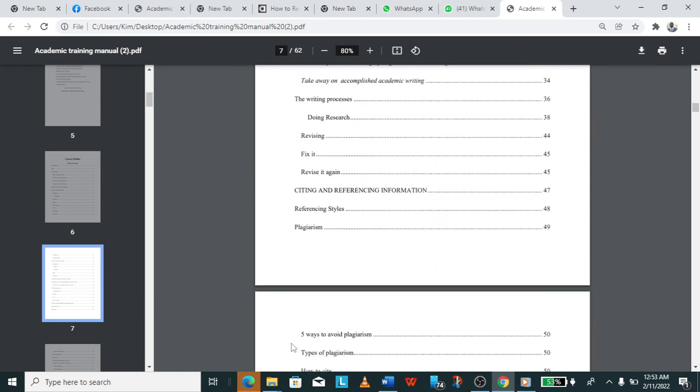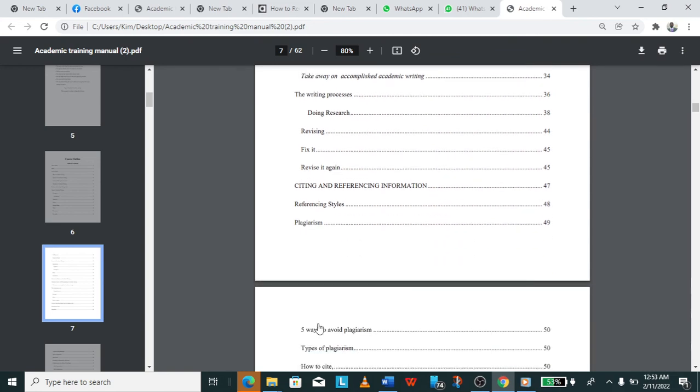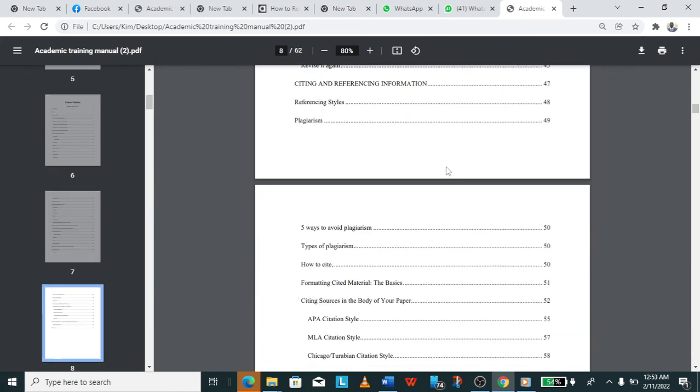And then there's plagiarism. Plagiarism is a really, I don't know how to put it, toxic or a really important element in academic writing. You're going to get your grades withdrawn if you don't take care of plagiarism. Plagiarism is whereby you take others' ideas as your own. That is why you have the referencing styles that I have already introduced. So in my paper, or in my manual, I'll be talking about 5 ways to avoid plagiarism and the types of plagiarism that are there, and then how to cite, and then formatting cited material, the basics.